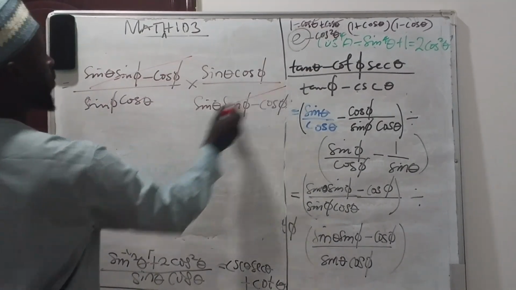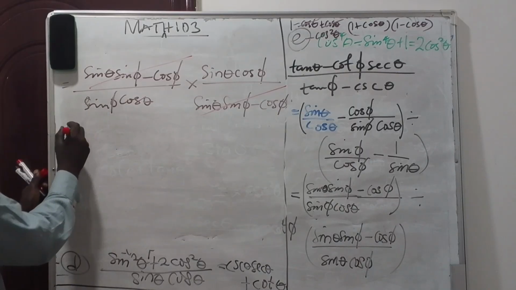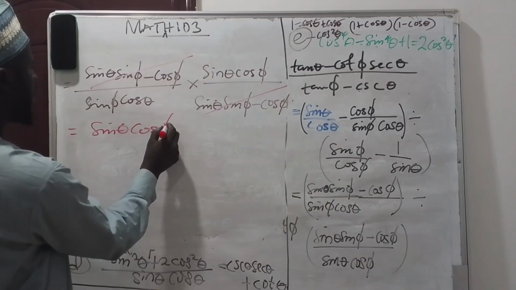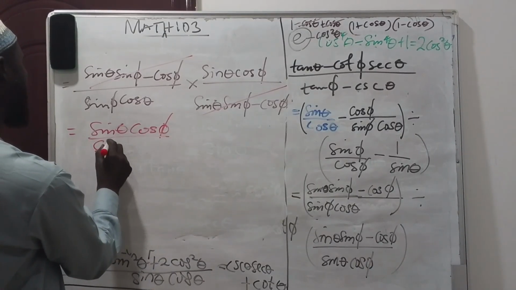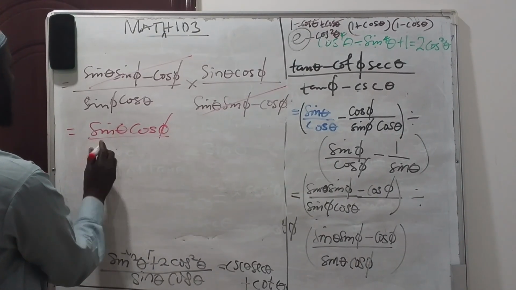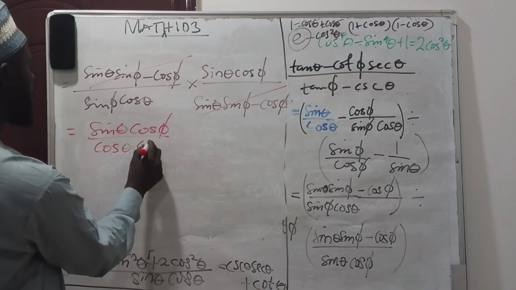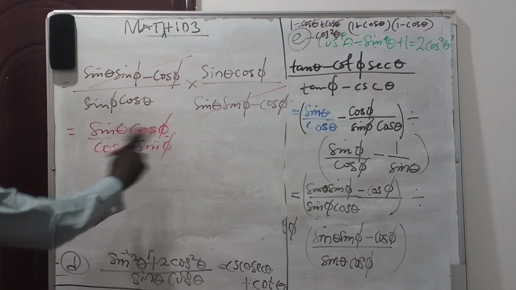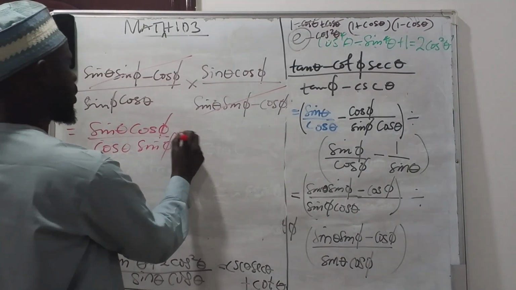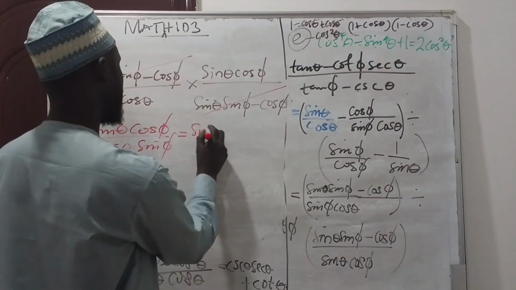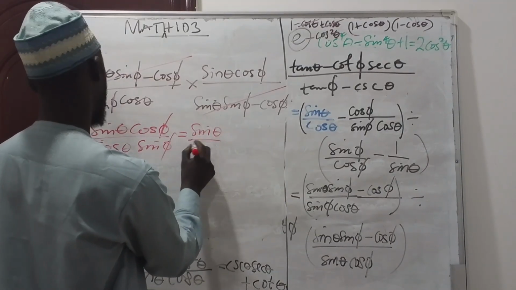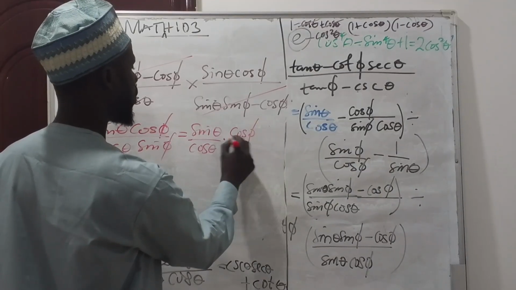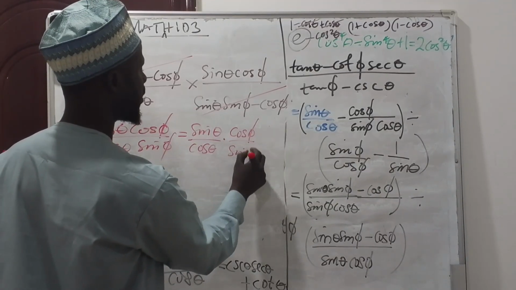So this will go with this, cancel this, and what we have here is sine theta cos phi over sine, or we have cos theta sine phi. Remember, these are two different angles. So you write sine theta over cos theta times cos phi over sine phi.